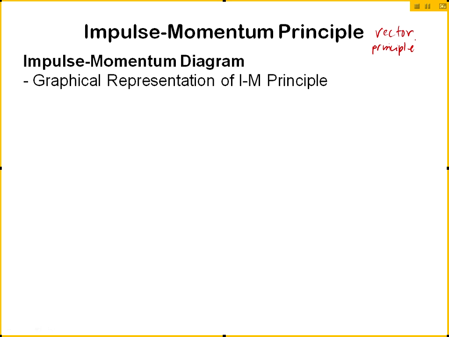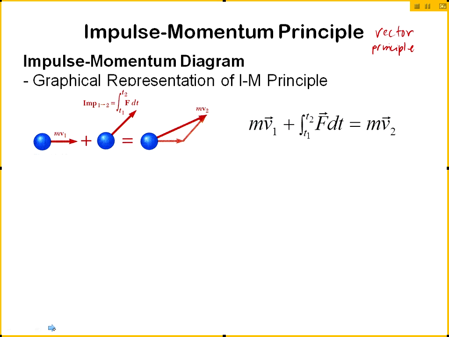So when you're applying the impulse momentum principle, you may not have done this in physics. What I want you to do is draw the impulse momentum diagram first before you write down the equation. It's basically a graphical representation of the equation. Here's the initial momentum of the particle, and here's the summation of all of the external impulses. The external impulses will just be the integral of all of the external forces over time. And here, all the F's are external only.